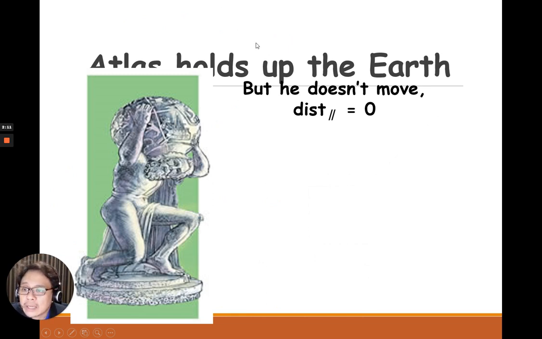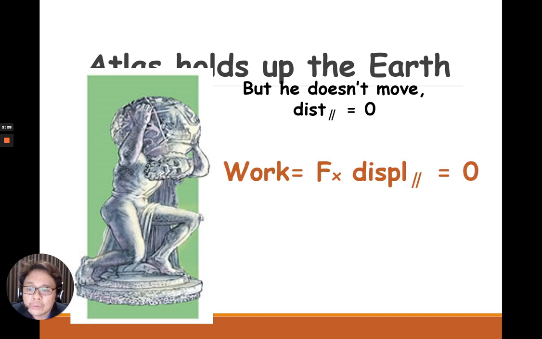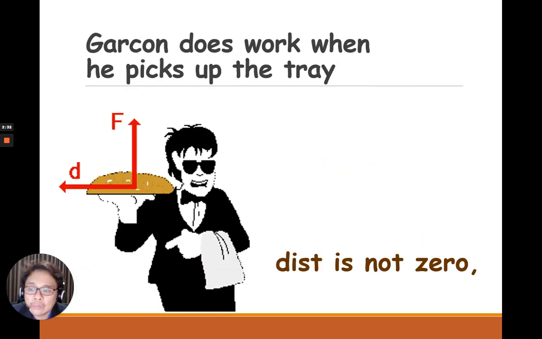Okay, so as you can see, Atlas holds up the Earth, but he doesn't move. So the displacement is equal to zero. Since the displacement is equal to zero, Atlas does not do any work. So you see the equation, work is equal to zero. He doesn't do any work.